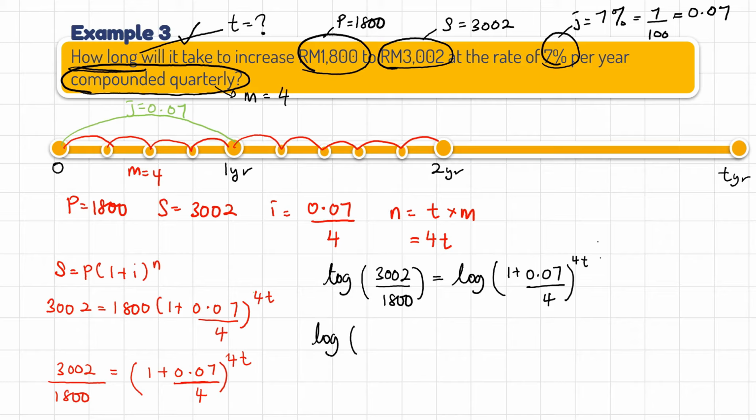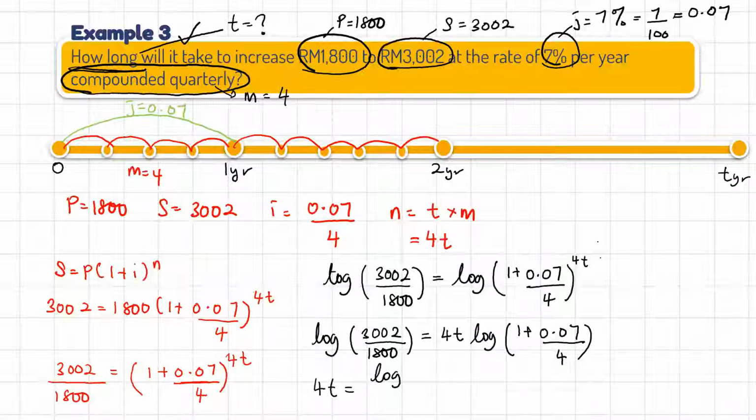So simplify the equation, we will get such that 40 we bring to the front, it will become log 1 plus 0.07 over 4. Therefore, 40 will be equals to log 3,002 over 1,800 divided by log 1 plus 0.07 over 4.